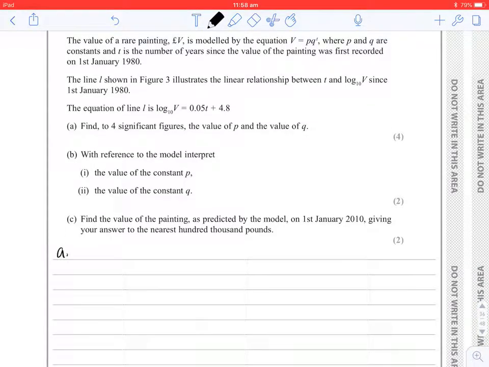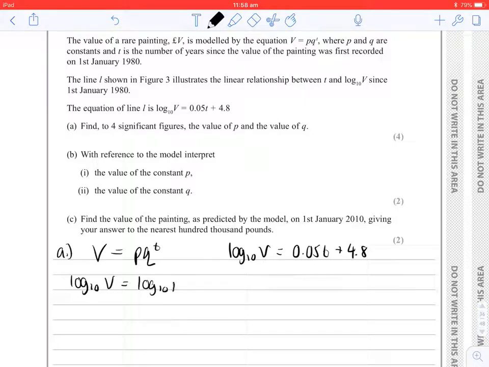Now what we know for part A is that V is equal to PQ to the T, and we also know that log base 10 of V is equal to 0.05T add 4.8. So what we're going to do is take logs of both sides here. We've got log base 10 of V is equal to log base 10 of P, and using the addition and multiplication rule, add log base 10 of Q to the power of T.